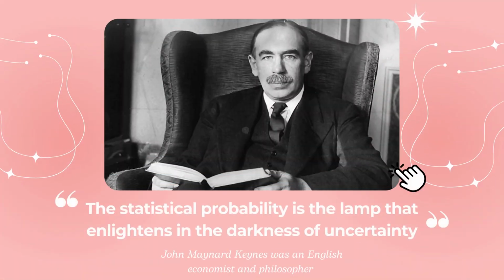John Maynard Keynes once said that the statistical probability is the lamp that enlightens in the darkness of uncertainty.